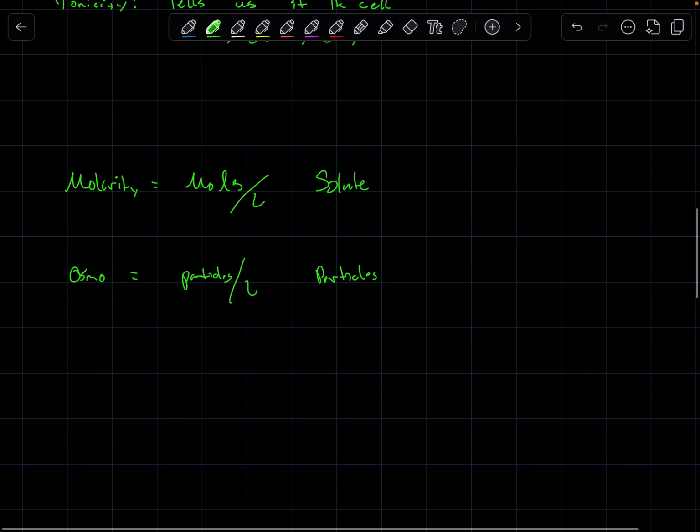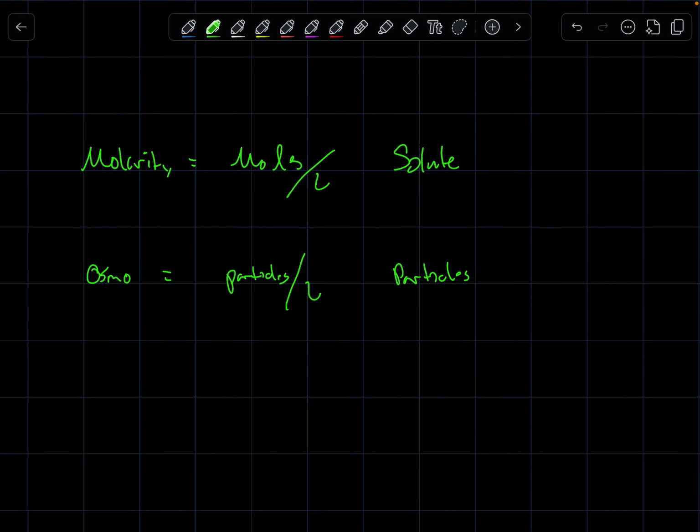Now, the difference between molarity and osmolarity is that molarity, of course, is related to moles, and osmolarity is actually related to particles per liter in our solution. Molarity is more related to the amount of solute, and osmolarity is related to the number of particles per liter, so it's very different.